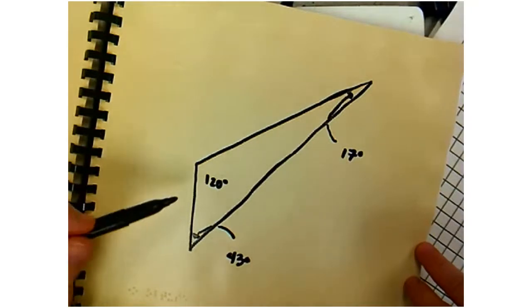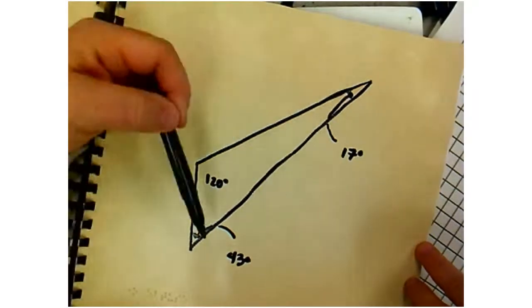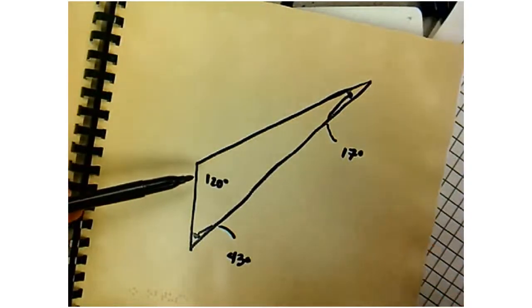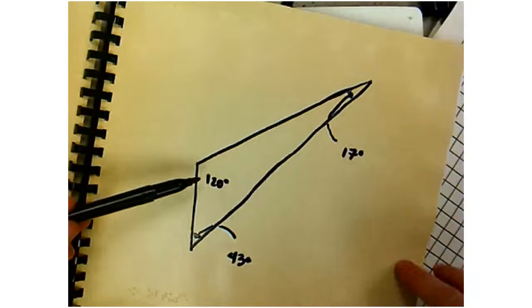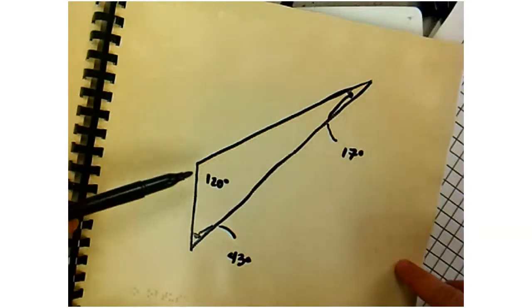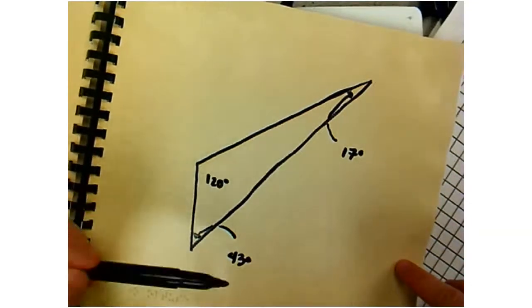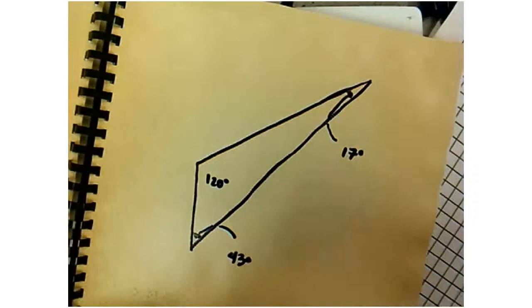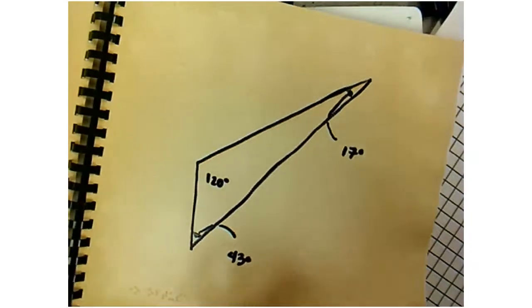Obtuse. That's right. So notice you have 2 acutes. You're always going to have 2 acutes. And then the leftover angle, this one is obtuse. It's 120 degrees. What do these add up to? 120, 43, and 17. 180. Aha. Interesting. All right. Let's turn the page and take a look at the next triangle.